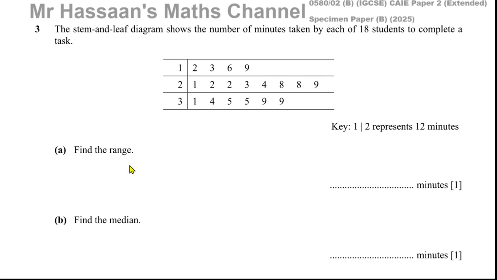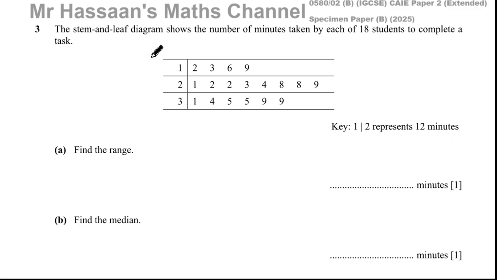I'm now answering question number 3 from the specimen paper B of the IGCSE Cambridge 0580. This is the paper 2 non-calculator paper, and this is the specimen paper before the actual papers were released. It says the stem and leaf diagram shows the number of minutes taken by each of 18 students to complete a task. And they give you this diagram and they give you this key.